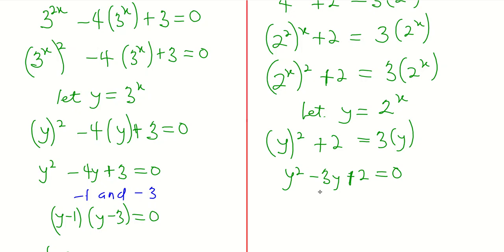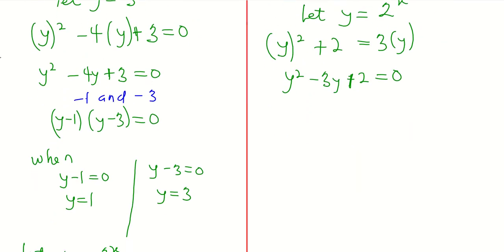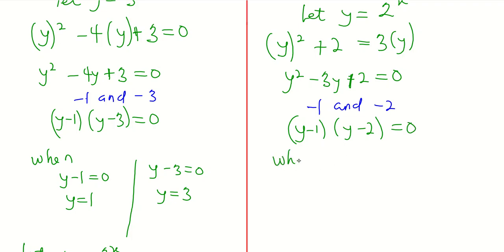So this is a quadratic equation, and you will have to find the roots of the quadratic equation by considering the factors of 2. When we add, we get minus 3, and when we multiply, we get 2. Those factors are minus 1 and minus 2. So simply put, our simplified version for the quadratic equation is now y minus 1 and y minus 2, which is equal to 0. So we can see when y minus 1 is equal to 0, then y is equal to 1.